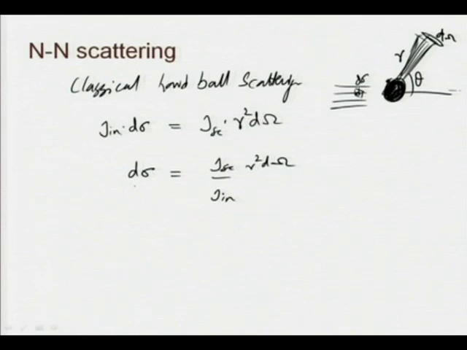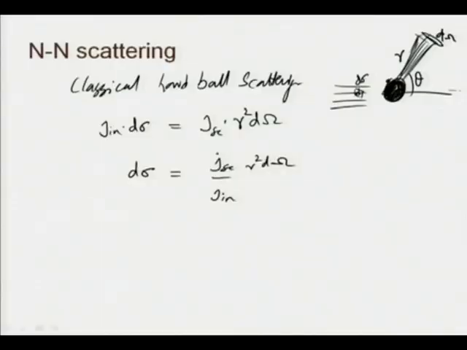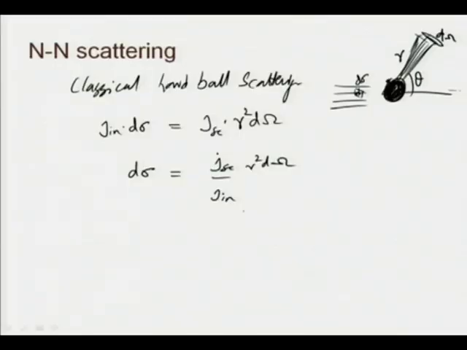Or from a scattering experiment like this, for a detector of solid angle d omega kept at a distance r from the scattering center, if j sc is the current or the flux of the particles that it receives, and j in is the incident flux, then those particles would have gone through this d sigma cross section, right. So, this is the kind of physical interpretation that we can give from here, comparing the two currents.